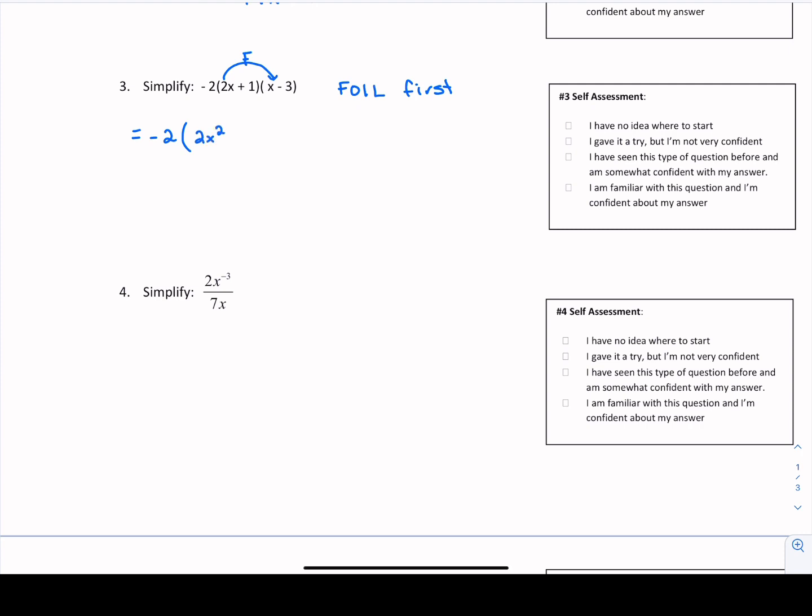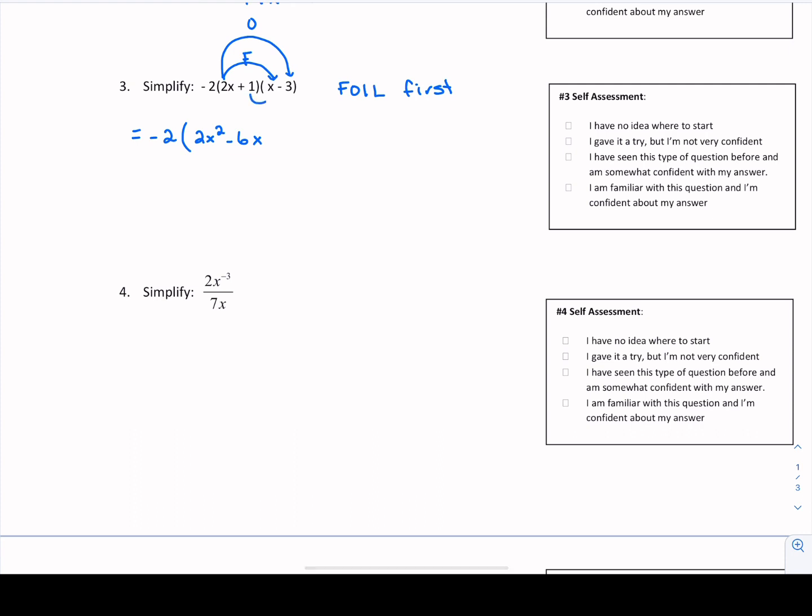Then we go to O, or outer. It means we're going to multiply the two outer terms in those brackets. So in this case, that's 2x times a negative 3. Be careful with your sign. So 2 times negative 3, I always worry about the numbers first. 2 times negative 3 is going to be negative 6. And again, we've got that x hanging on, so we've got to maintain negative 6 times x as your outer term.